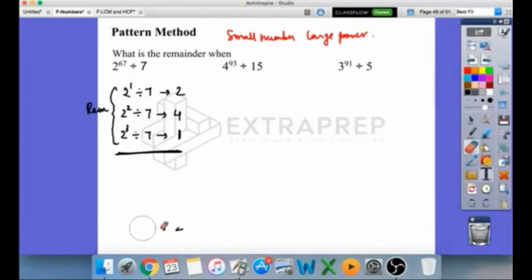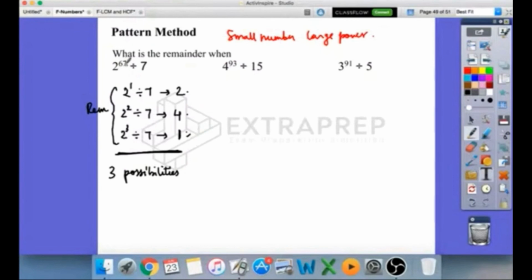So you need not write all this. So here 2 power 1 the remainder is 2, 2 square the remainder is 4, 2 cube the remainder is 1. Again 2 power 4 the remainder is 2, 2 power 5, 2 power 6, 2 power 7, 2 power 8, 2 power 9. It goes on like that. How many possibilities are here? There are 3 possibilities. First you'll have to look at how many possibilities there are. Since there are 3 possibilities, every power divisible by 3 will have 1 as the remainder.